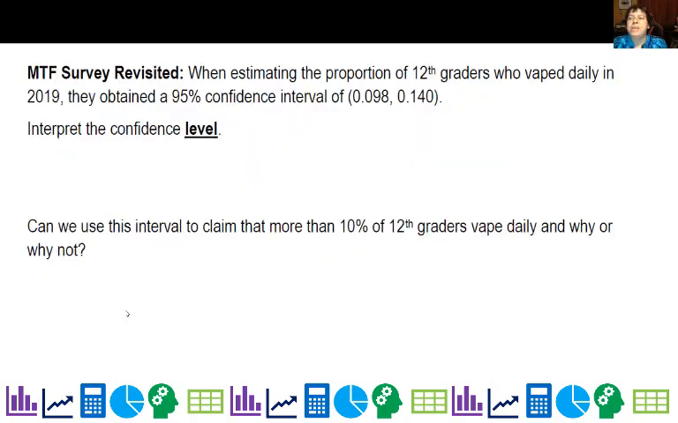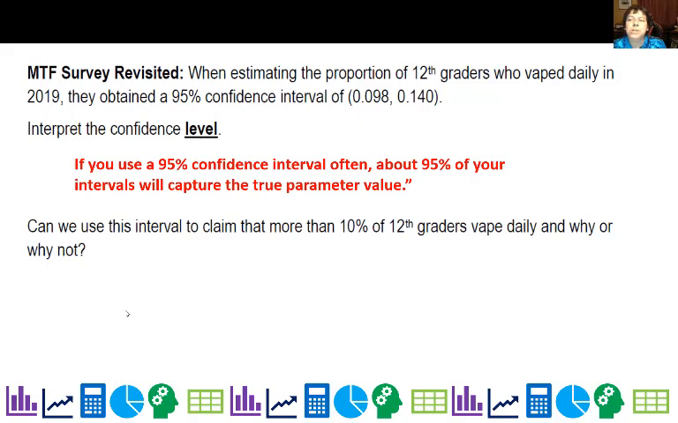All right. When estimating the proportion of the 12th graders who vaped daily in 2019, they obtained a 95% confidence interval of 0.098 and 0.140. So now we're revisiting the same survey, and we're going to interpret the level. It's only the 95%. I don't even have to know what the survey is about. If you use a 95% confidence interval often, about 95% of your intervals will capture the true parameter value.